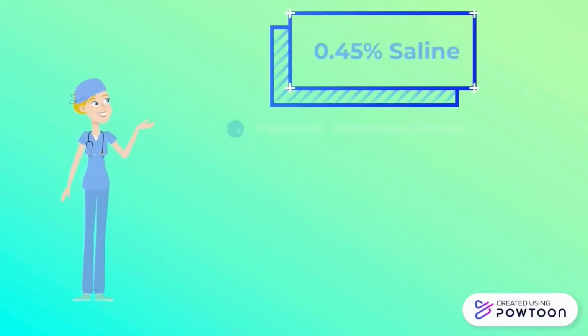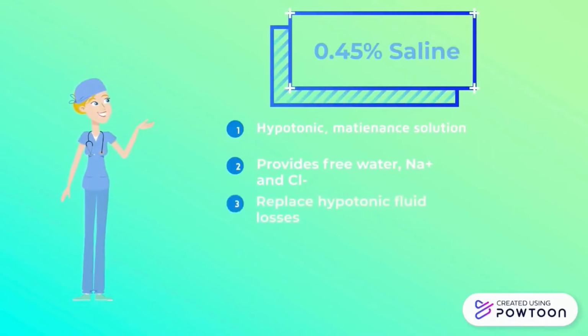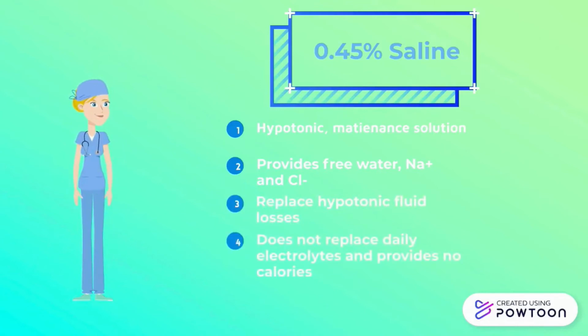0.45% saline is a hypotonic solution which provides free water, sodium, and chloride and is used to replace hypotonic fluid losses. It is a maintenance solution but does not replace daily losses of other electrolytes and provides no calories.